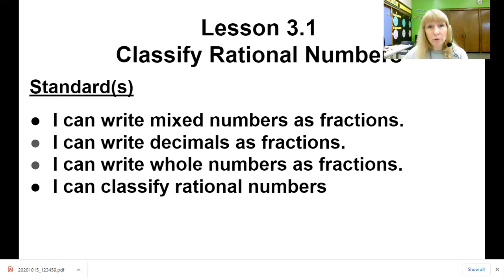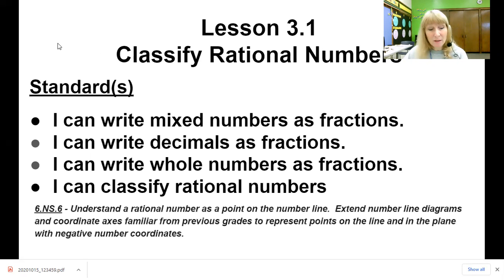This is stuff you would have learned last year in 5th grade. However, it's been a while, so I want to review some of this information. The standard is 6.NS.6: Understand a rational number as a point on the number line. Extend number line diagrams and coordinate axes from previous grades to represent points on the line and in the plane with negative number coordinates.